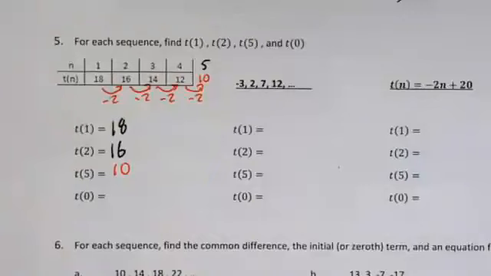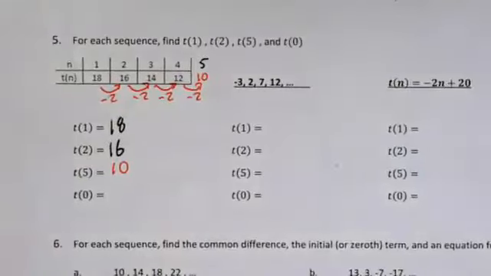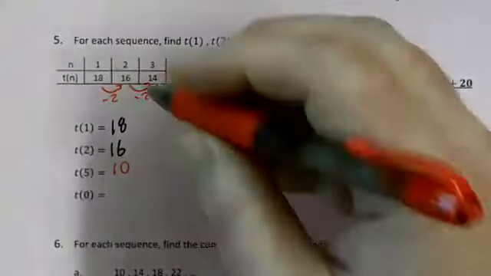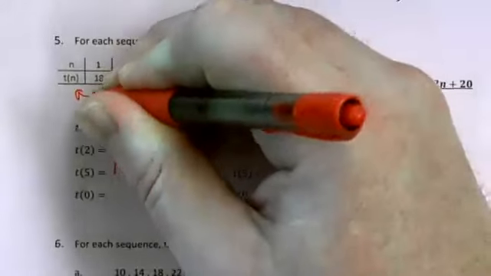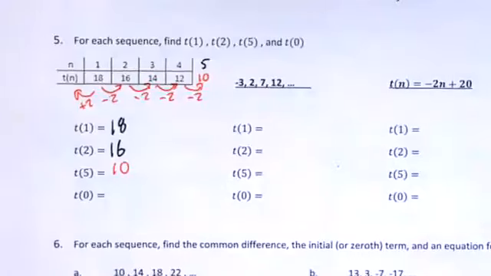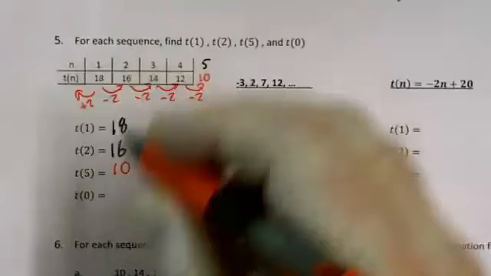The 0th term is also not listed. What is the 0th term? 20? Because we'd back it up and we go +2 to back it up. And 18 plus 2 is 20.